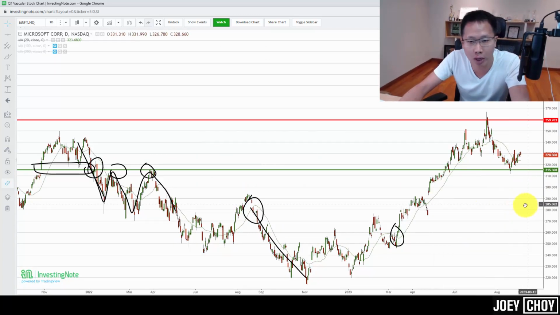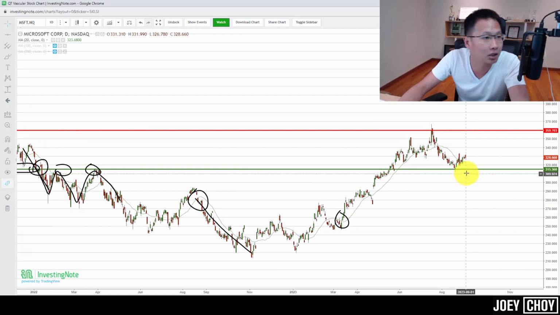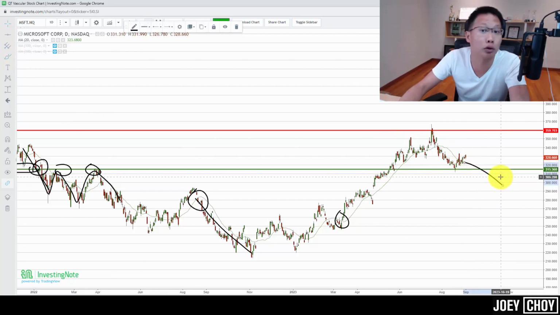So where could be a potential entry? Why would you want to take a look at this stock? Well, because now that the 20 days moving average is pointing sideways, it's not pointing down. I mean, it's still pointing down and down and down. Well, then you want to be careful because there could be more short-term weakness.